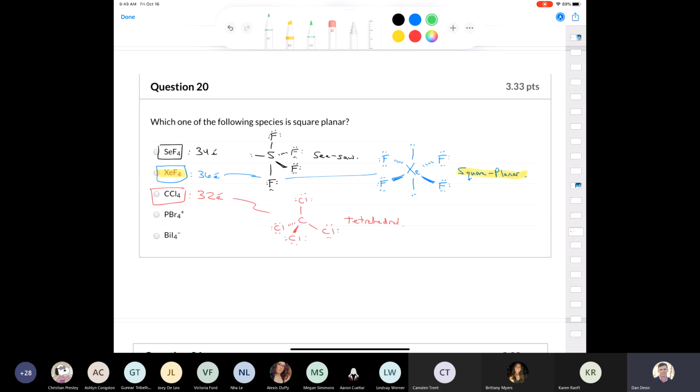Next one is the phosphorus tetrabromide cation. Phosphorus has 5 valence electrons. We've got 28 from the bromines, so 5 and 28 is 33. We subtract 1 because we've got a positive 1 charge, so we've got a total of 32 valence electrons here. Now, when I draw the Lewis structure for this, I find that phosphorus will have 4 regions of electron density. So it will look like this.